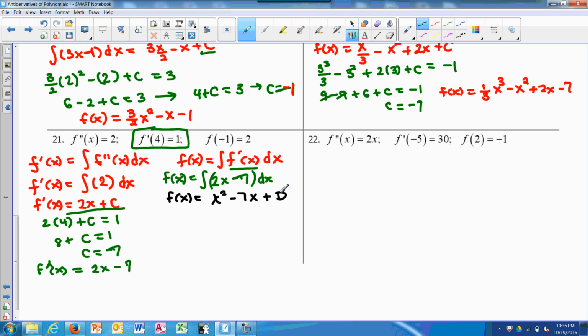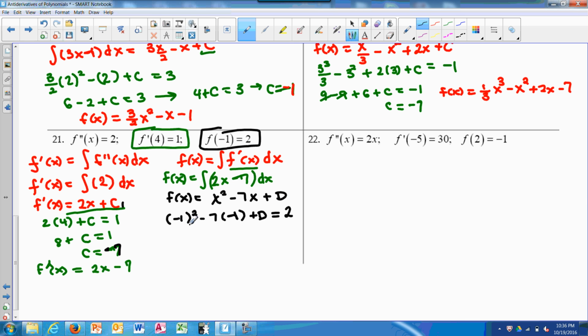It really doesn't matter what letter you use, but if you're going to use c again, you'd want to call it c1 and c2. Because we've already said that c is -7, so coming along later and saying c is something else is a little bit of an issue. So now I'm going to use the initial condition given here. f of -1 is -1 quantity squared minus 7 times -1 plus d, and that has to equal 2.